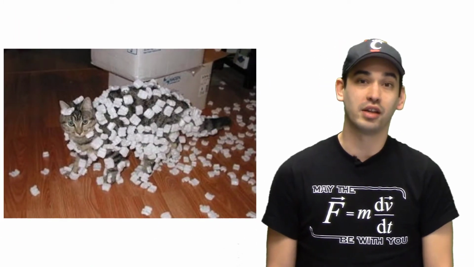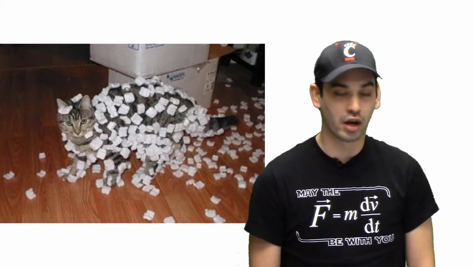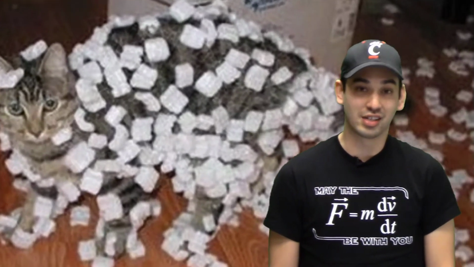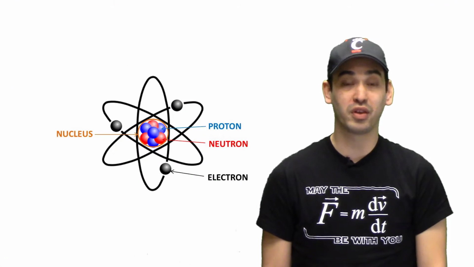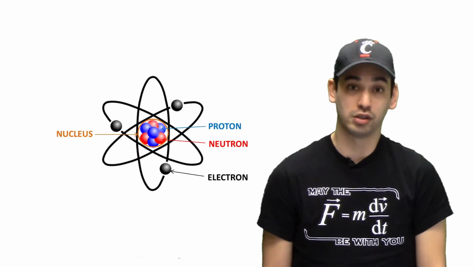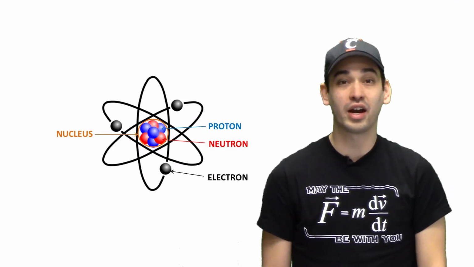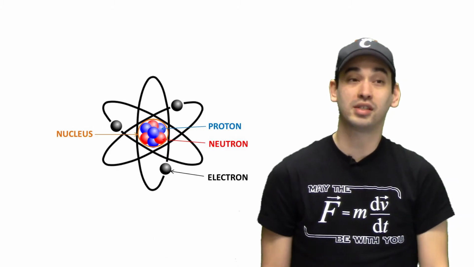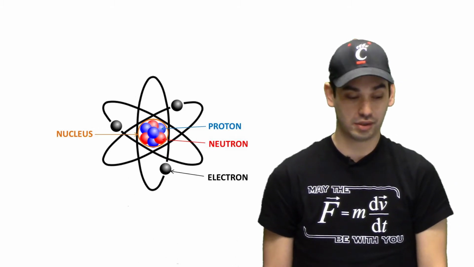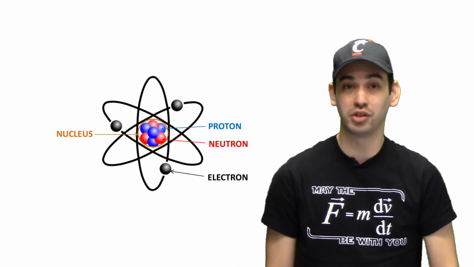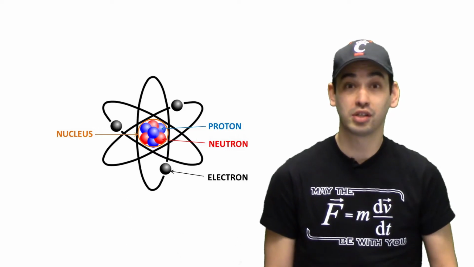In order to understand this, let's zoom all the way in on our cat, so far that we can see exactly what it's made out of. As we've learned in the past, all terrestrial matter is made of atoms. We know that an atom has two parts, a nucleus and the electrons that orbit the nucleus. The nucleus itself is made of two additional parts, protons and neutrons.